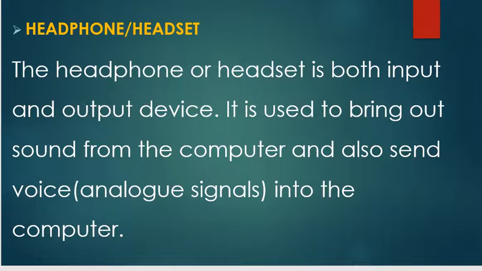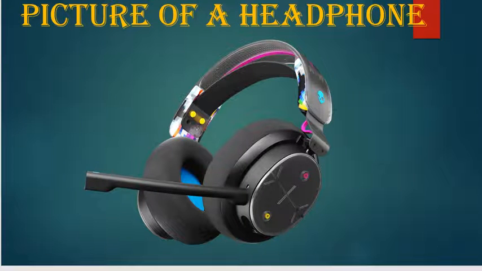Now this is how the headset or the headphone looks like. On our screen we have two speakers at both sides, then we have a microphone attached to it. The microphone sends data into the computer for processing, which is an analog wave. When you talk through the microphone, it gets into the computer, where it is converted into a digital signal by the sound card. So this is how a headphone or a headset looks like.